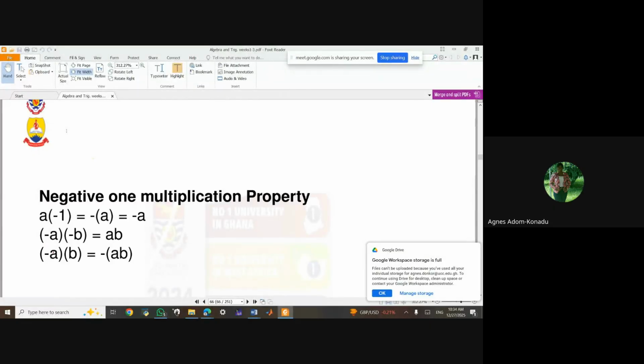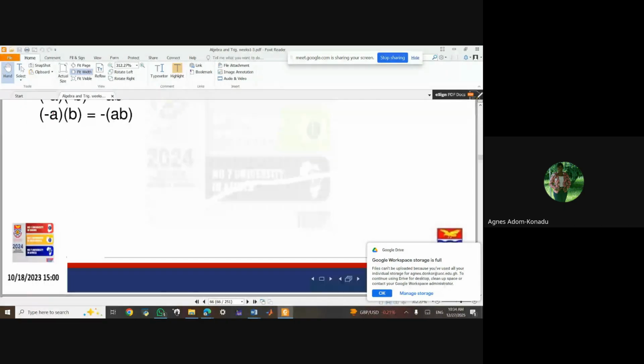Oh, negative one multiplication. We are saying that when you multiply negative 1 by a, it's the same as negative a. When you multiply two negative numbers, you are supposed to get a positive number. When you multiply a negative number by a positive number, you are supposed to get a negative number.